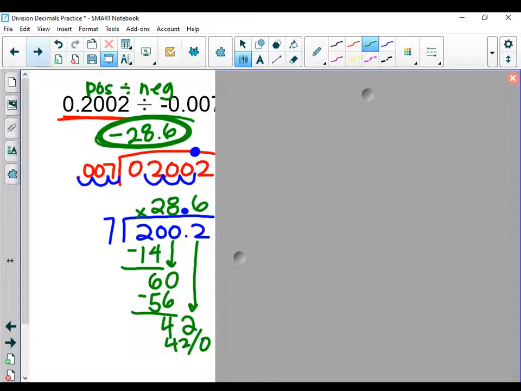Lots of people groan for division. I get it. It's kind of like people groan when it's their turn to rake the leaves. I get it. But you got to rake the leaves in the fall. We got to do division in math.